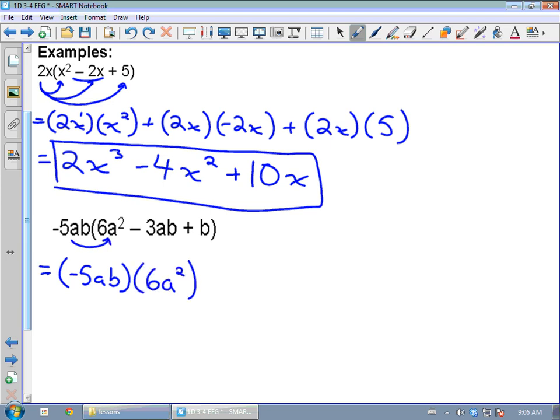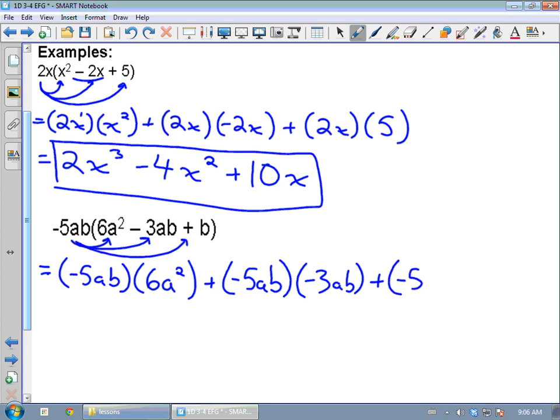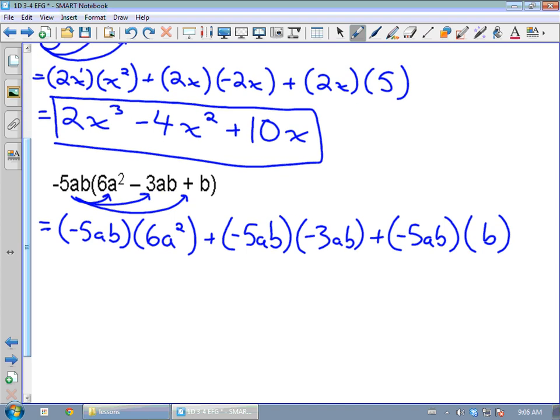6a squared. To this we are going to add, again, our negative 5ab times, what's our next term? Negative 3ab. Plus, take our negative 5ab again, and we're multiplying it by our last term, which is positive b. So we're just applying the distributive property here, and now we multiply these like we would any two other monomials.